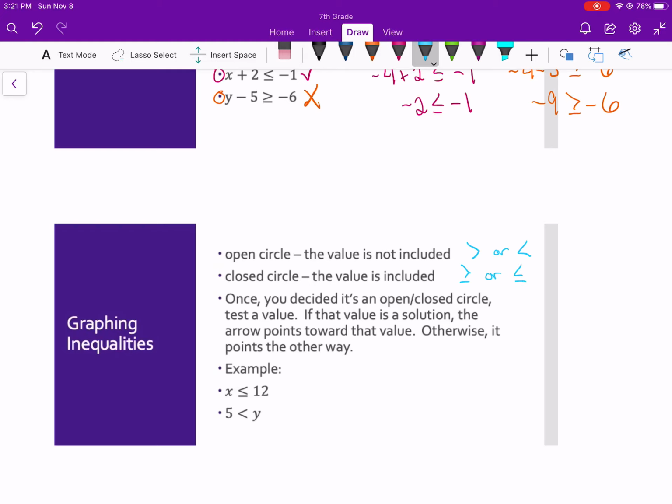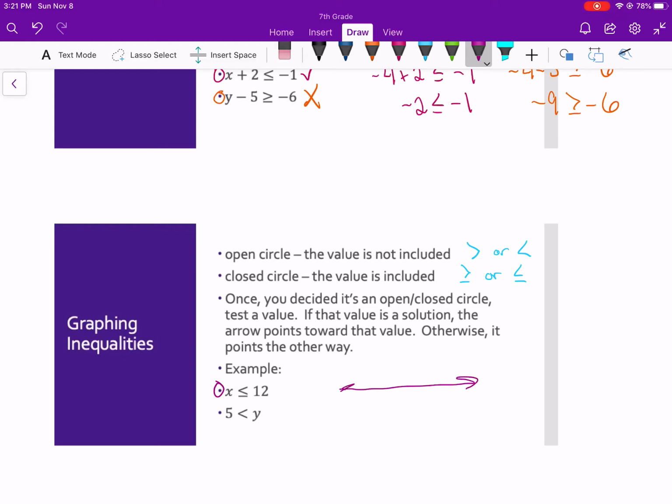Once you decide whether the graph is going to have an open or closed circle, we're going to pick any number we want. We're going to test to see if it's a solution, and if it is a solution, you're going to point toward that number. Otherwise, you're going to point the other way. So let's see what that looks like with this first one. So x is less than or equal to 12.